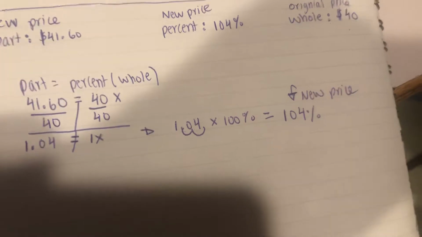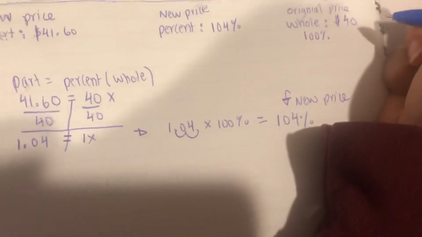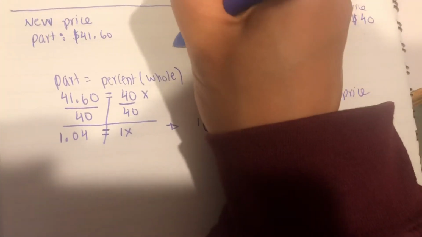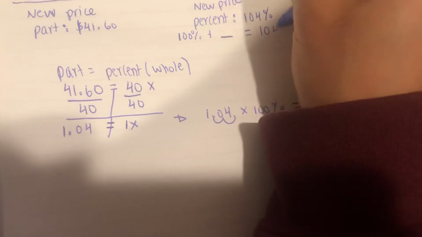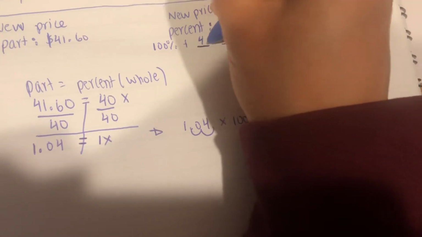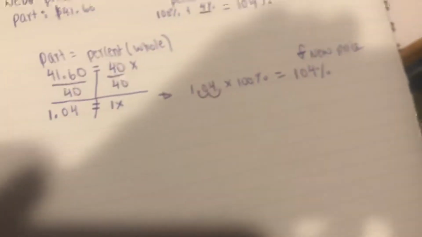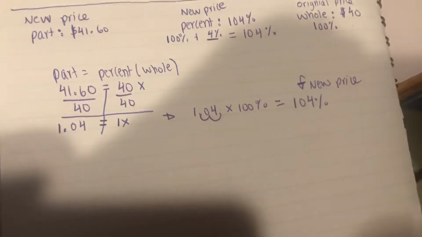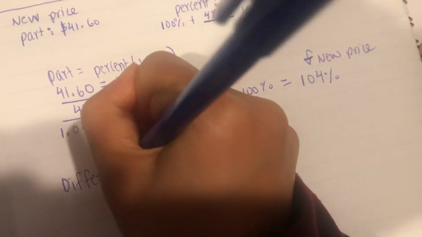But we need to find the percent of the sales tax. So it's the same thing. We know that the whole is always 100%. Okay, so if I want to find it, this is 100% plus blank equals 104%. And I know that 100% plus 4% equals 104%. And so lastly, you don't have to do this part, but if you want to find the difference, this time it represents the sales tax, not the markup.